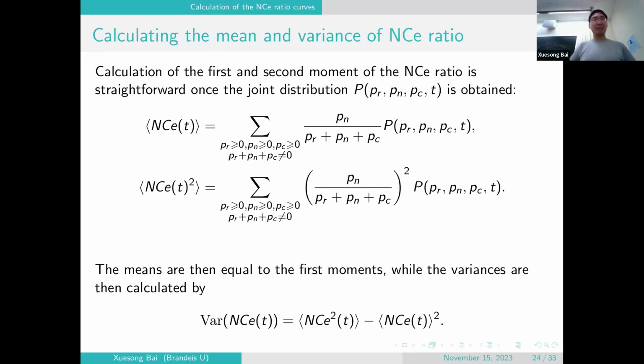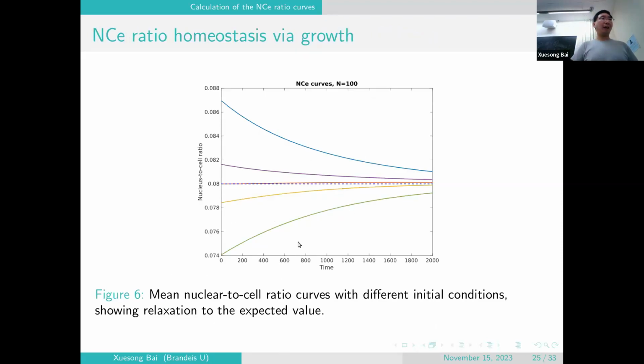So we want to calculate this ratio. How to do that? We simply view these ratios as functions of these random variables. And once we have the joint distribution, these moments can be straightforwardly calculated. The first moment is simply the mean, and the second moment, we can then use to calculate the variance. Okay, I need to move on a little bit. So next I'll show some results. These curves are the means calculated from the FFT method distributions and with different initial conditions. So this shows relaxation to this expected value of 0.08.